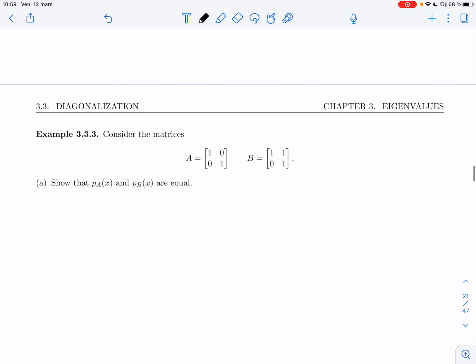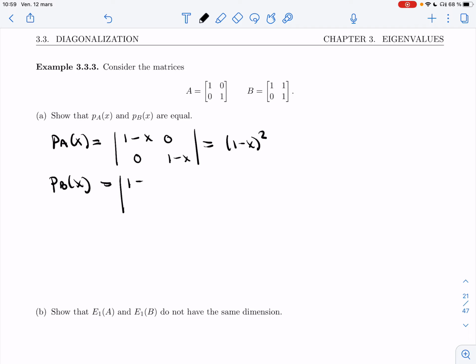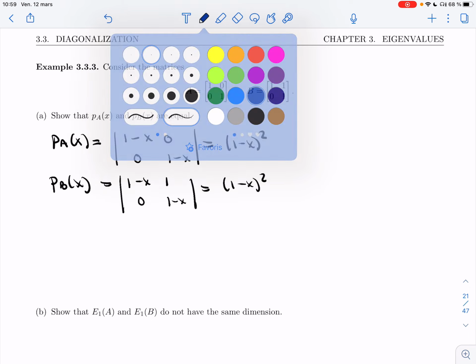I want to consider these matrices, 1, 1 on the diagonal, the identity, and then 1, 1, 0, 1. I want to show that they have the same characteristic polynomial. Right, so 1 minus x, 0, 0, 1 minus x. This is (1 minus x) squared. This is (1 minus x) squared as well. These are the same.